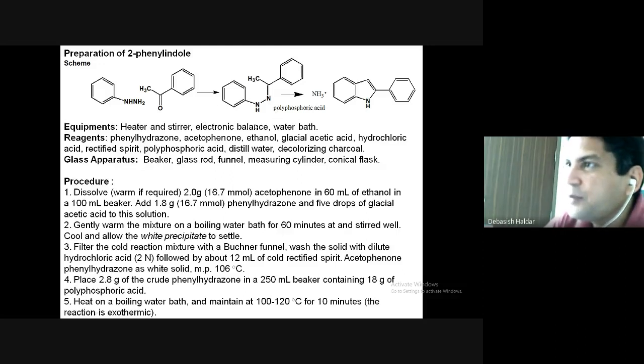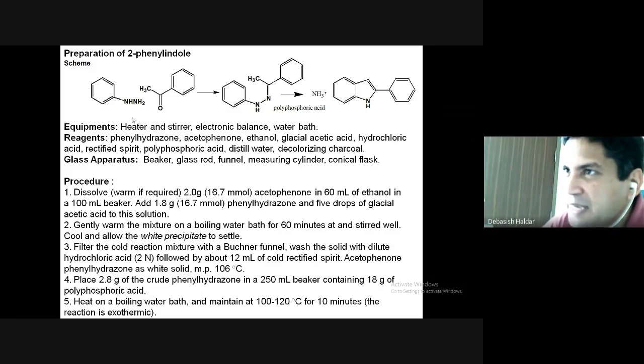So what exactly will happen? Both the reactant as well as the products are highly soluble in ethanol. With heating, we will evaporate the ethanol, the reaction will take place, and finally, once the ethanol is evaporated, your product will solidify. We'll cool and allow the white precipitate to settle down. We will collect this white precipitate, filter it, and wash it with dilute hydrochloric acid, followed by cold rectified spirit. First we will wash with dilute hydrochloric acid.